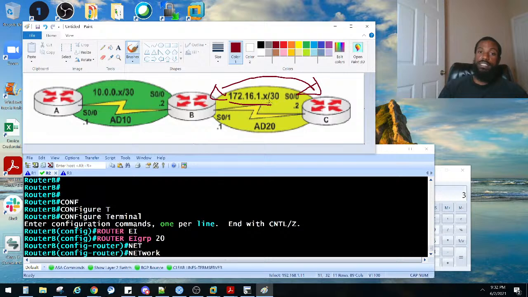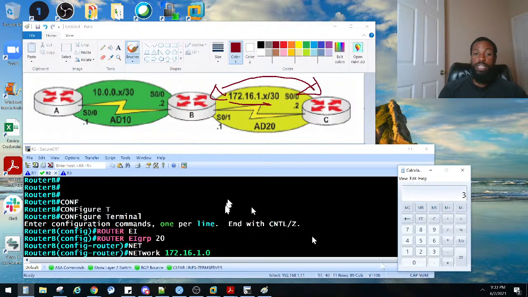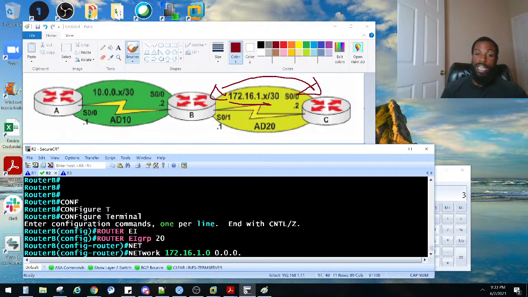172.16.1 dot, it says X, so we can just do that 0, the 1.0 network, right? That's the subnet. So 172.16.1.0 subnet. Wildcard mask is 255 minus the subnet. Let me show y'all. Same thing. So 0.0.0.3 for this one, right?